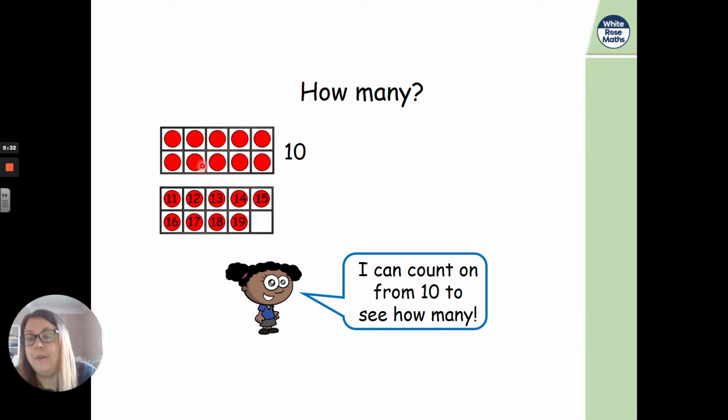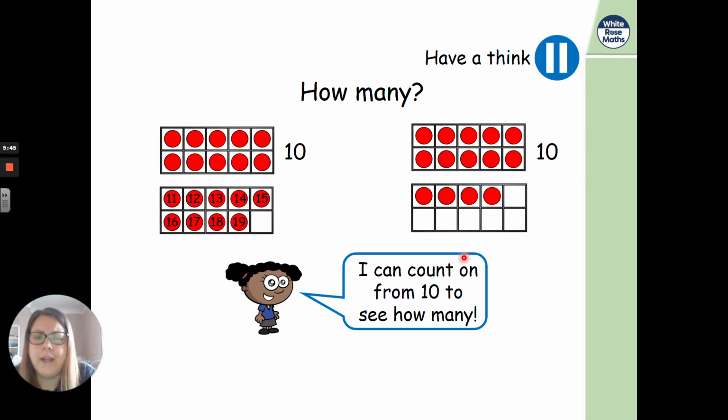So we don't need to count that, do we? Because we know it's a full 10. So we don't need to start counting each of those counters. We can say that's 10. And then we know what comes after 10 is 11 and then count on from there. So well done if you managed to do that. Try again with this one then.